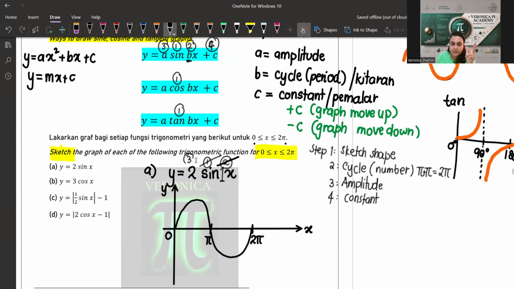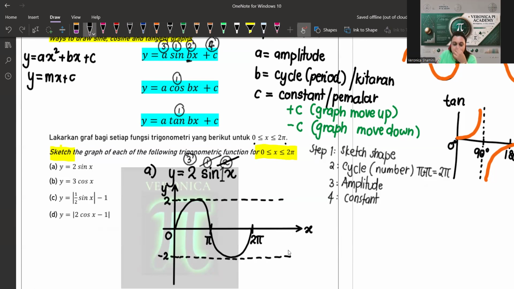Step 3 is the amplitude. So we label the amplitude 2 lah. Atas 2. So bawah negative 2. And if can, you put dotted line like this. Supaya nampak it is seragam. It's uniform. So that means you are actually labeling correctly lah.